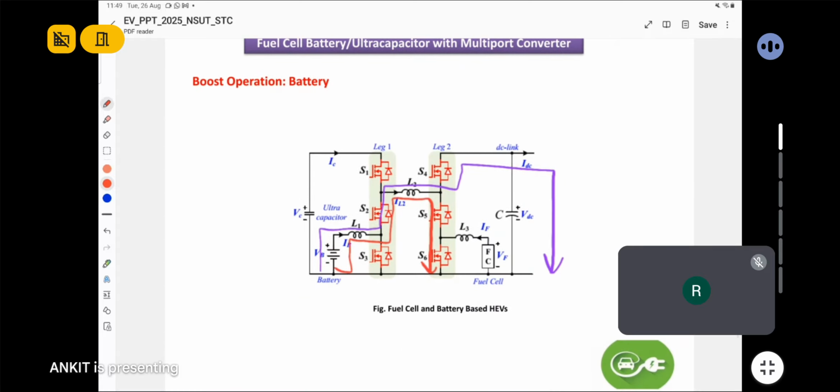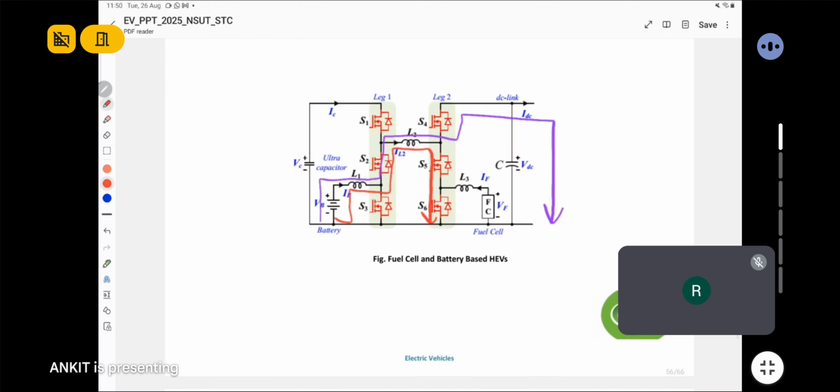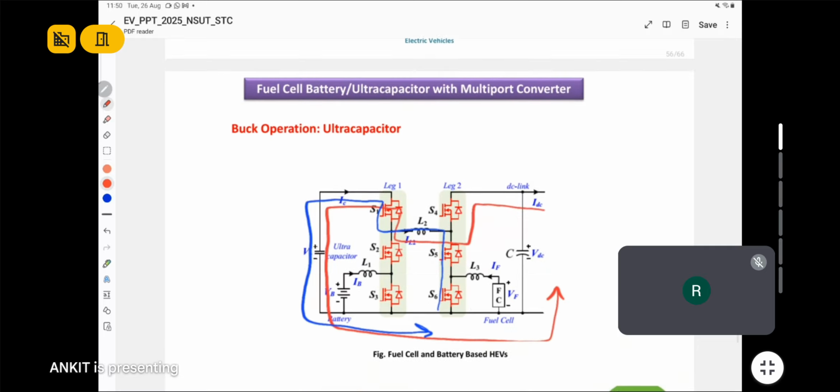Similarly, the battery boost operation will take place from the battery also. We can see here switches S5 and S6 will be turned on through PWM operation, and S2 will be permanently turned on. Inductors L1 and L2 both will store the energy. And when switches S5 and S6 work, through the body diode of switch S4, it will supply power to the load.